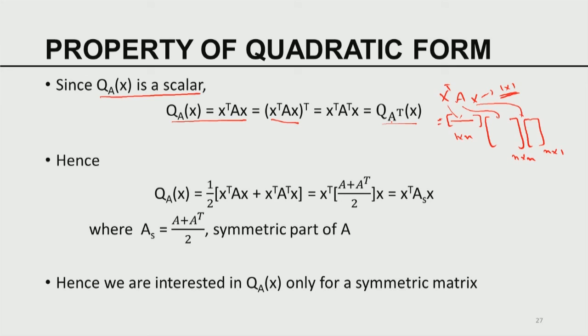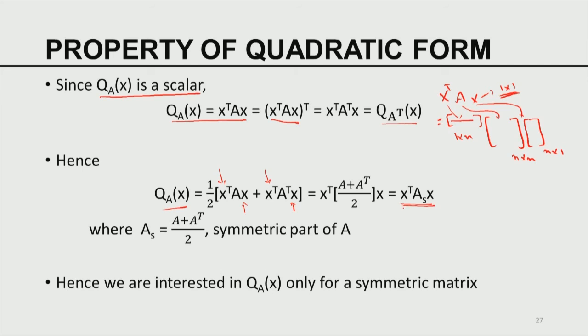So if these two are equal, I can write Q_A as 1 half of the sum of Q_A and Q_A transpose, because these two are equal. This is equal to x transpose A x plus x transpose A transpose x, all times 1 half. I can do a little bit of algebra. Here x transpose is the left common factor and x is the right common factor. I can take the left and right common factors out, leaving the inner matrix as (A plus A transpose) by 2. You will quickly recall, when we talked about decomposition of a matrix into symmetric and skew-symmetric parts, that this is the symmetric part. So Q_A of x is the same as x transpose A_s x.